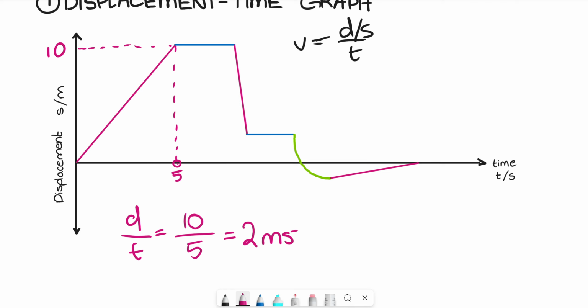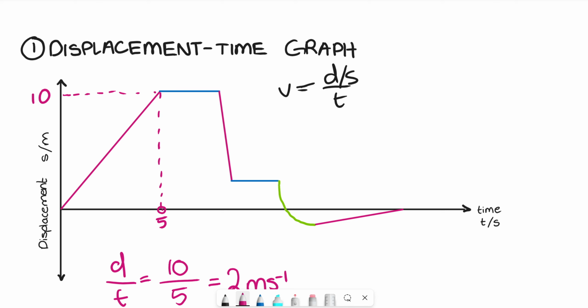So we have 2 meters per second, and the thing that you need to recognize is that it's always 2 meters per second. Why? Because the gradient is the same here, it's the same here, it's the same here, on every point along that line. So when we have a straight line that's diagonal or up on a displacement time graph, we have a constant velocity. So let me just label that here. All the pink parts on this line are constant velocity. Okay, now let's just look at the other two pink parts.